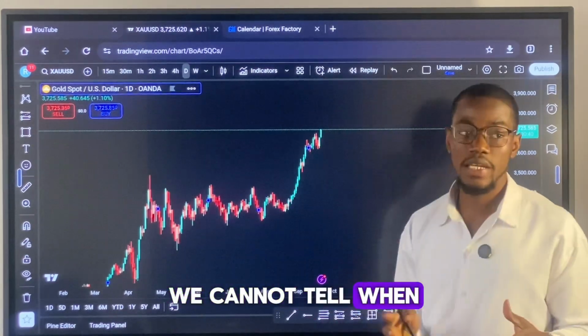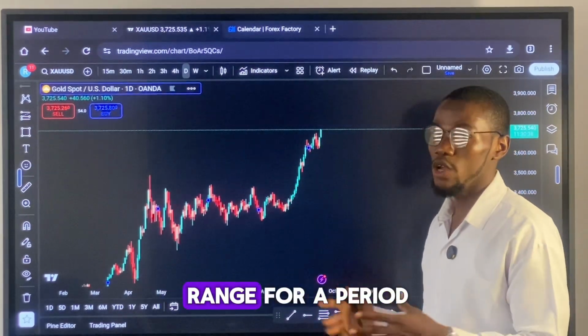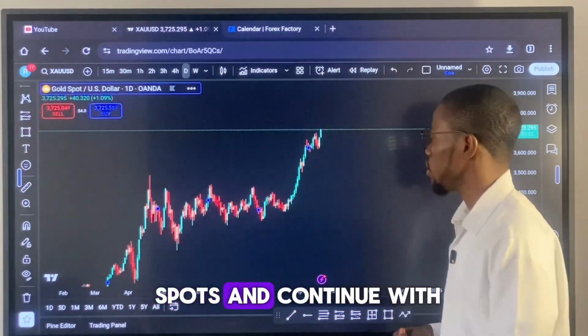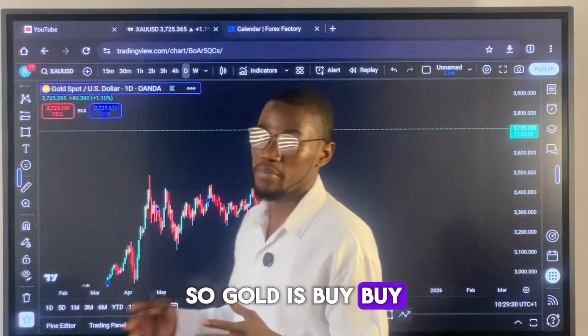So we cannot tell when there might be another range for a period of time, but again, we just need to look for those sweet spots and continue with the buy. So gold is buy all the way.